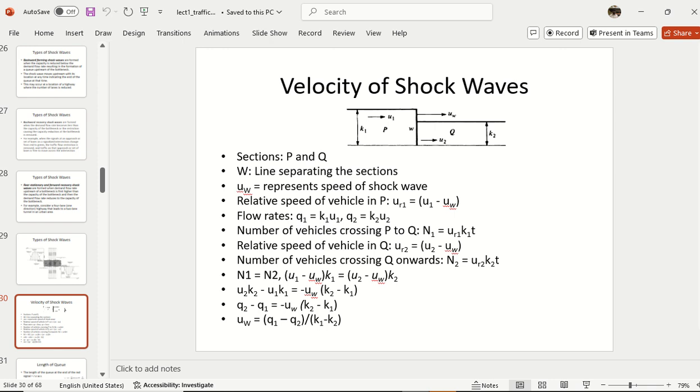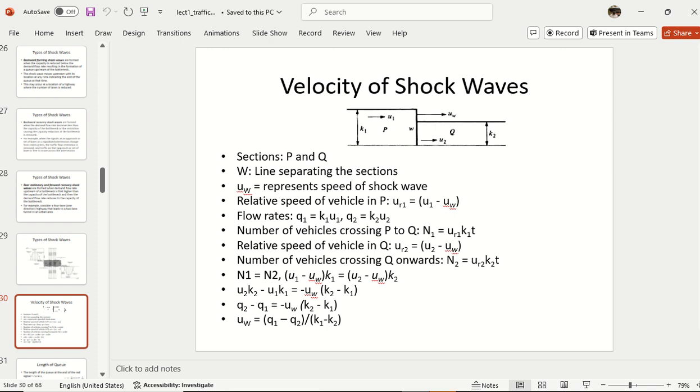The number of vehicles which go from this segment to this segment are the same number of vehicles which will move forward, right? The numbers will be the same. So the number of vehicles in this segment is denoted by n1. So n1 equals velocity into density, meaning flow, multiplied by time. Flow into time gives you a number. Flow is vehicles per time, right? So you multiply by time, you get the number.